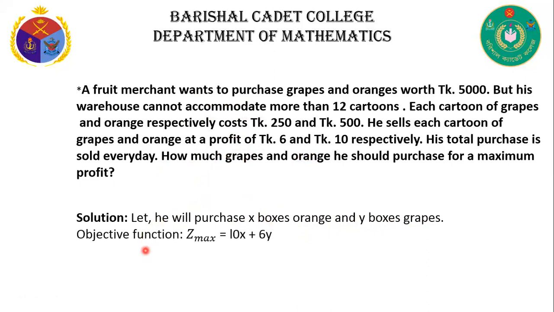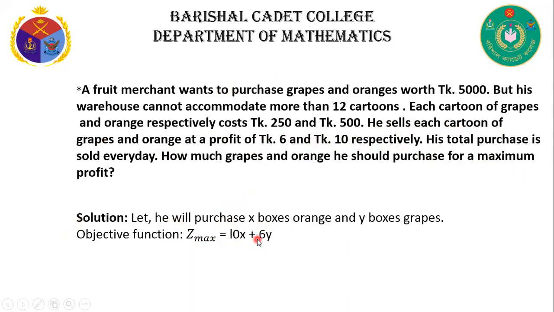Then the objective function. We know the objective function is meant to find a maximum or minimum value. Here we find the maximum value. That's why we can write Z maximum is equal to, here, profit. He sells each carton of grapes and orange at a profit of taka 6 and 10 respectively. That's why we can write Z maximum is equal to 10x plus 6y. This is our objective function.